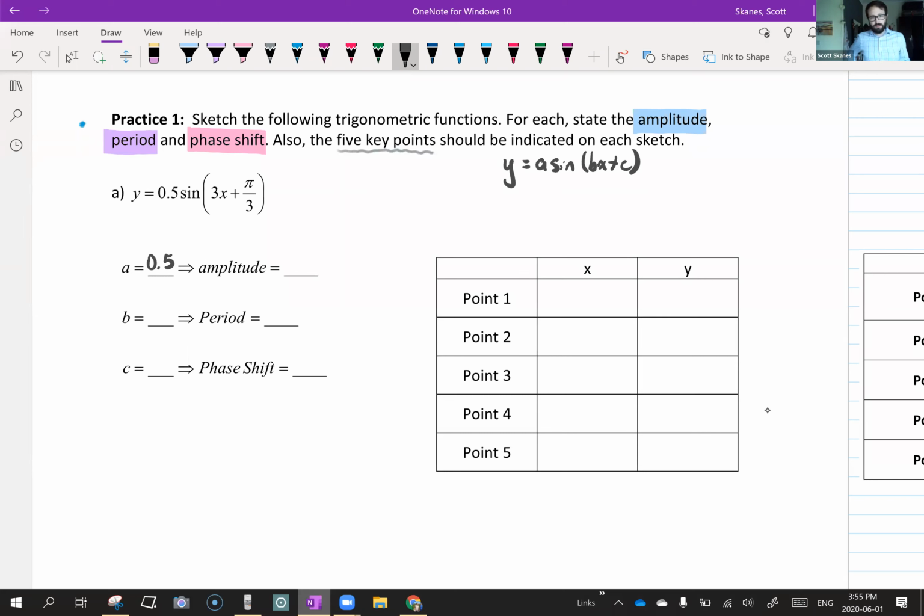Okay, so B, you take it directly from the formula. What's B? Say it with me. 3. What's C? It's pi over 3. Once again, if you want to know where they come from, it's very straightforward.